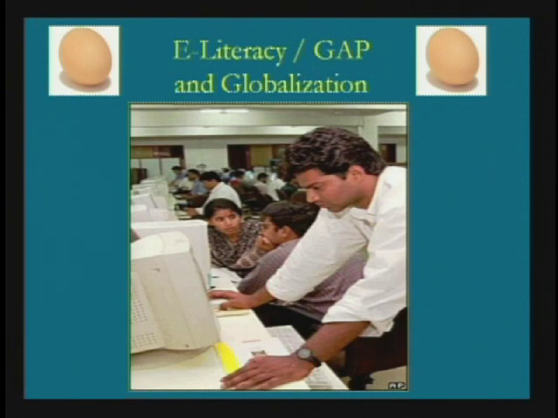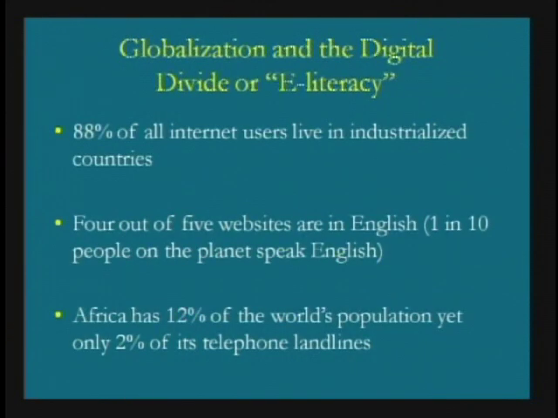So to me, yes, it's very important to have these vertical programs where you're trying to get at HIV and tuberculosis, but I think you need to talk about health infrastructure and building horizontal programs and larger issues such as literacy. And when you talk about literacy in 2009, or almost 2010, you can't talk about it without talking about illiteracy. I'd like to just give you some statistics: 88% of all internet users live in industrialized countries. 4 out of 5 websites are in English, and remember, only 1 in 10 people on the planet speak English. And Africa, which has 12% of the world's population, really has only 2% of its telephone landlines, and those are all practically in South Africa, as I can attest to you.